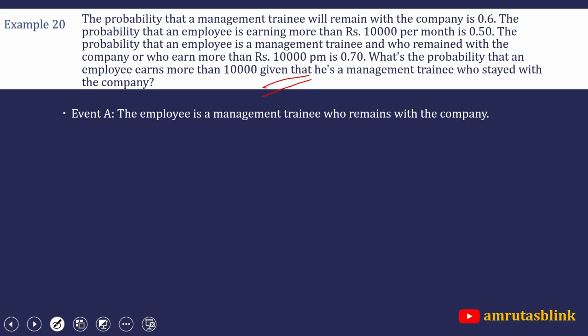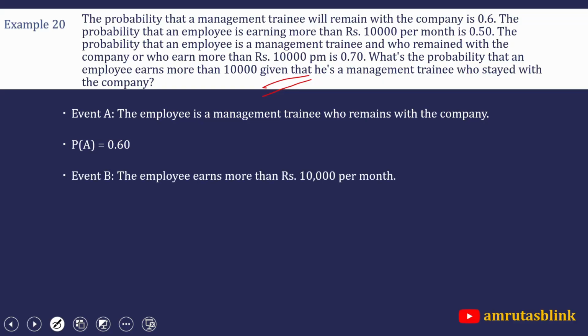Now let's define the events first. The probability that a management trainee will remain with the company. So let's say we have an event A, that is the employee is a management trainee who remains with the company, and it is given that the probability of this event A is 0.6. Now there is a second event. The probability that an employee is earning more than rupees 10,000 per month is event B, and the probability of this event B is given as 0.5.